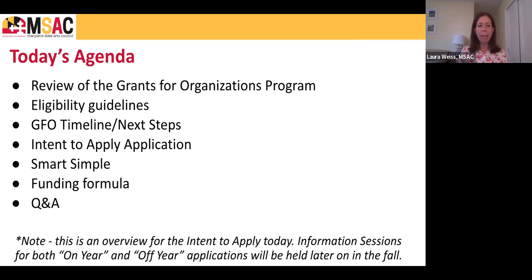So just to point out the note at the bottom here, this is an overview for the intent to apply portion of the GFO program. So there will be information sessions for both the on-year and the off-year applications later this fall. But today we're really going to be concentrated on that first step, which is intent to apply.